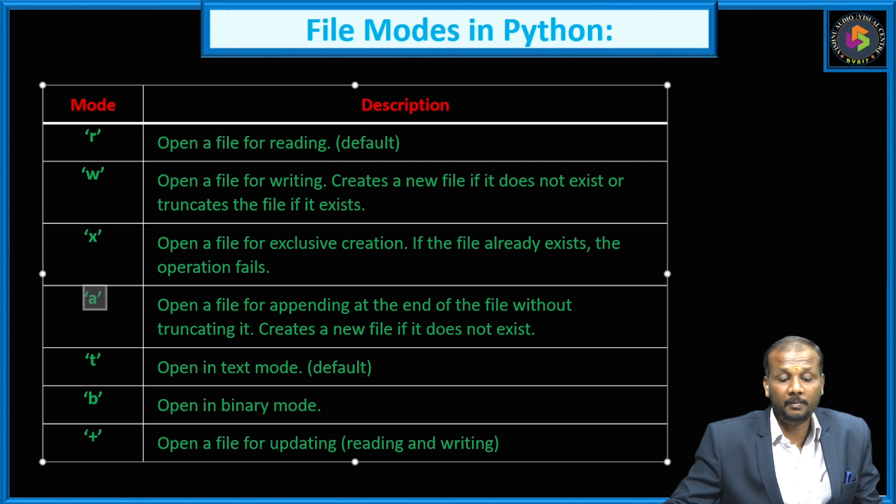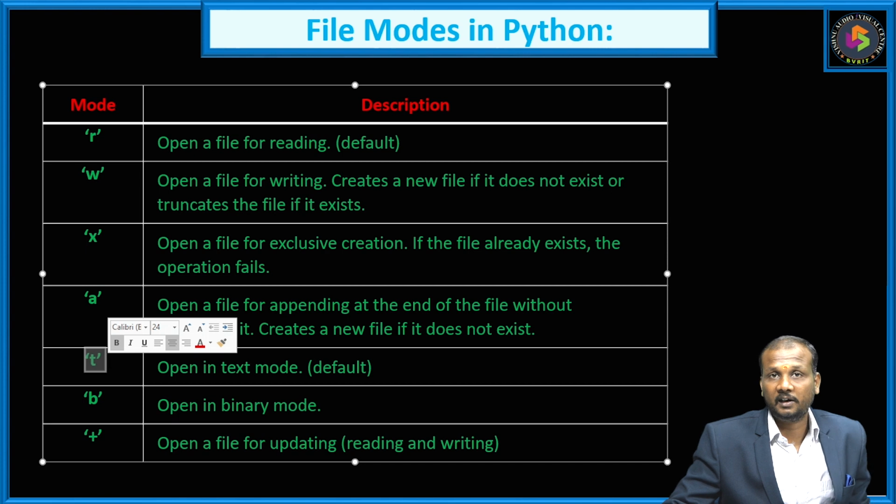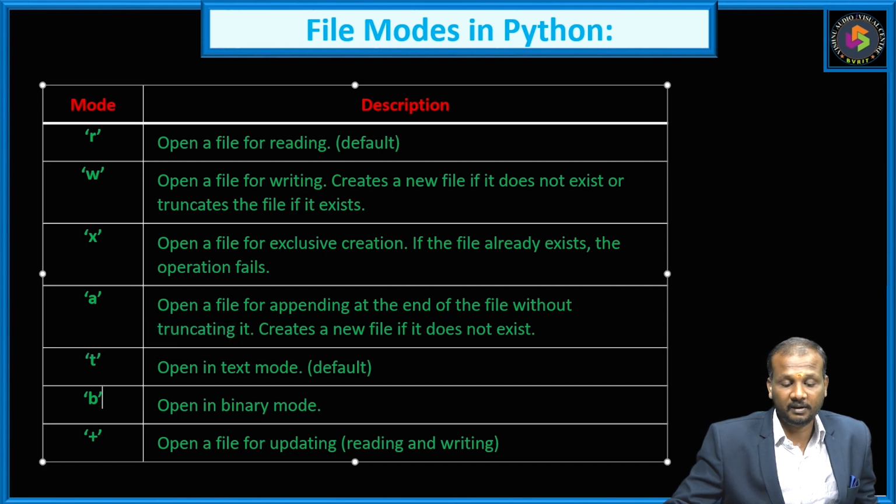Next one, append. Append means adding another text to the old file using append. A means append. What does t mean? T means text mode. By default it is text mode, to write text. The next one is binary. Binary means binary mode, understandable only by the computer. That is b. Next, plus means updating. Updating means using a plus, r plus, w plus. This is open for reading and writing, at the same time read and write. These are the modes in files.